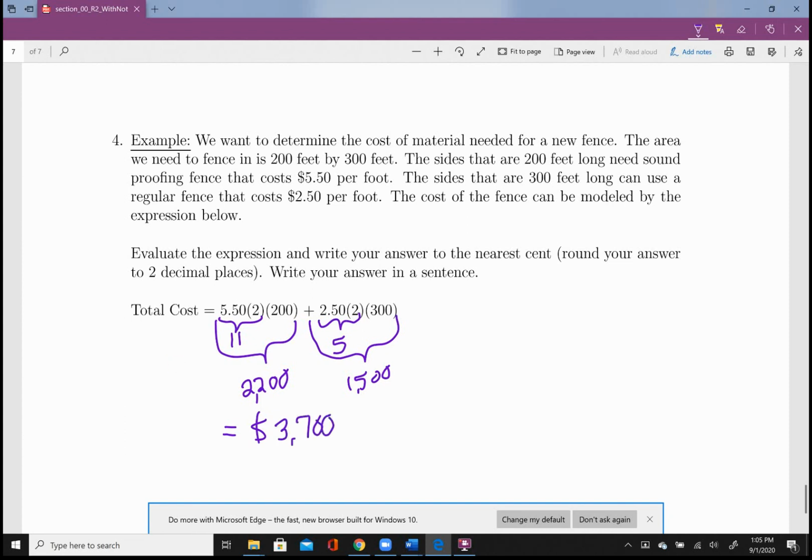And what was this trying to determine? The cost of the fence. The cost of the fence.